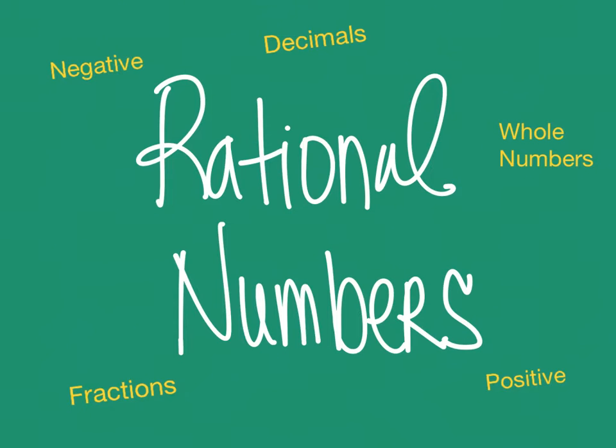Today we're going to talk about rational numbers. Rational numbers are all types of numbers. There's negative, positive, fractions, decimals, and whole numbers.